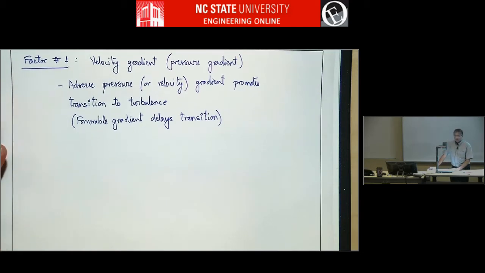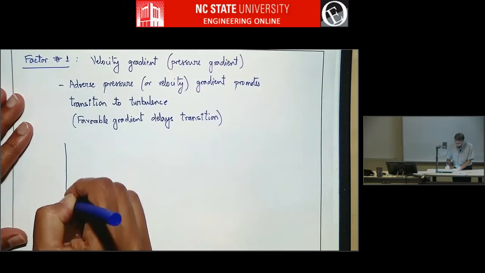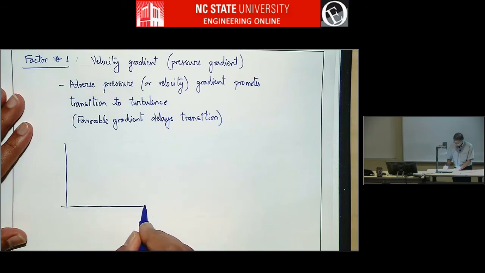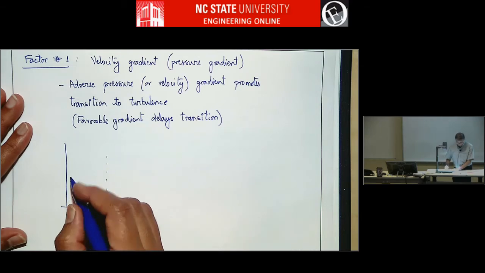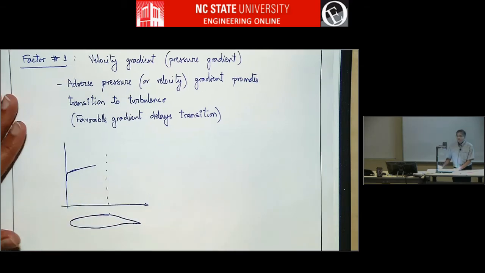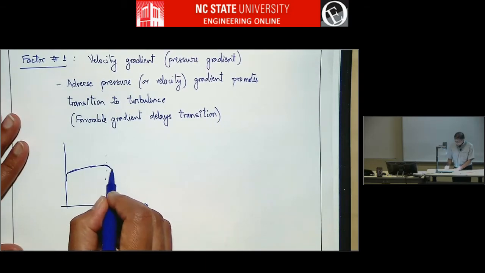So maybe the easiest way to think through this is to look at two airfoils, one having a favorable gradient and another having an adverse gradient. So let's draw a CP distribution for two airfoils. Let's first consider this airfoil, which has got a favorable gradient to nearly something like 60% of the chord. We're going to look at only the upper surface because that's the one of interest in this discussion.